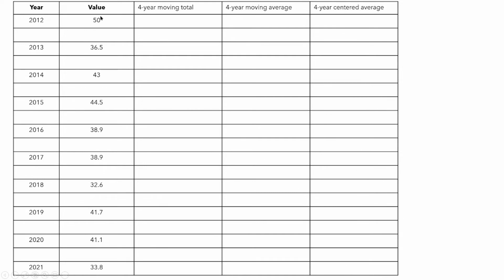The 4-year moving total is the sum of the first 4 years' values, which should be written in between the second year and the third year. 50, 36.5, 43 and 44.5. All these add up to 174. Here the 4-year moving average is 174 divided by 4. It is 43.5. Next, the 4-year moving total is the sum of these 4 values.